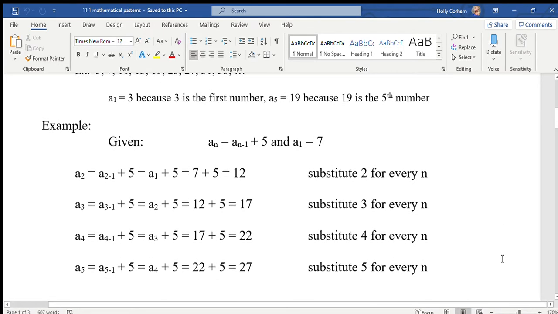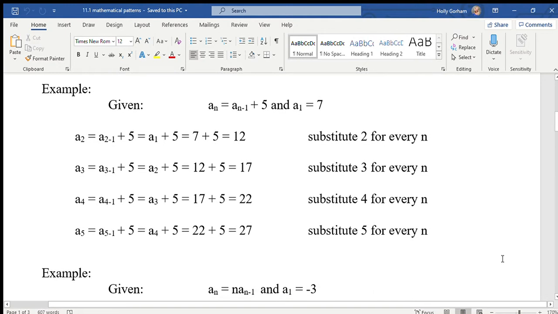Now, in terms of a recursive formula, here's how it's going to be given to you. You're going to be given an a sub n formula, but you'll also be given a sub 1, because remember, in order to find a term, you have to know the term before it. So if you had to find the first term, there's nothing before the first term, so you have to know the first term to start. So anytime you're given an equation or a setup that looks similar to this, it is going to be recursive.